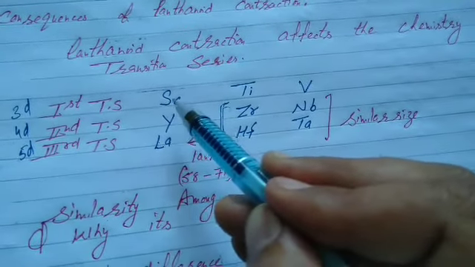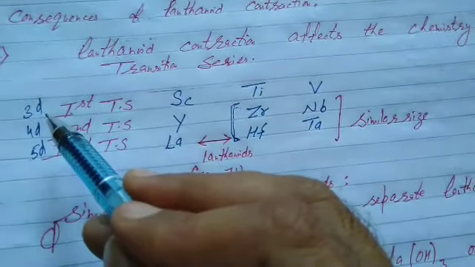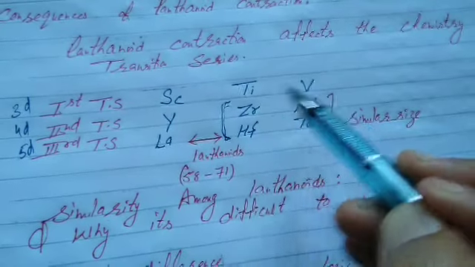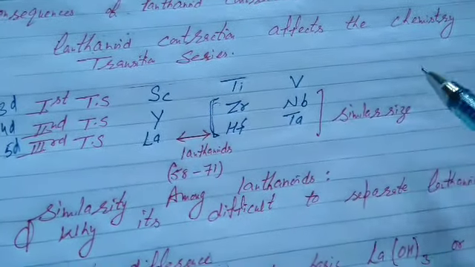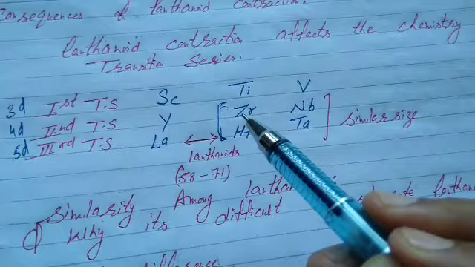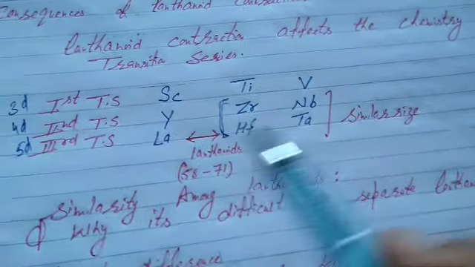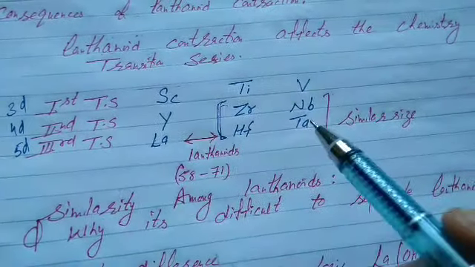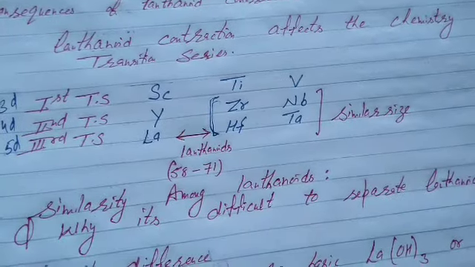That's the series involving the filling of electrons in the 3d subshell. First series: scandium, titanium, vanadium, chromium, manganese, iron, and so on. That's second: yttrium, zirconium, niobium, molybdenum, and so on. That's third: lanthanum, hafnium, tantalum, tungsten, rhenium, osmium, iridium, and so on.